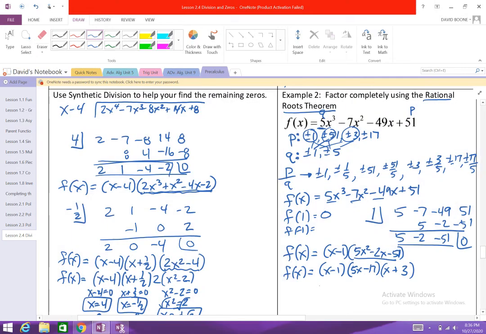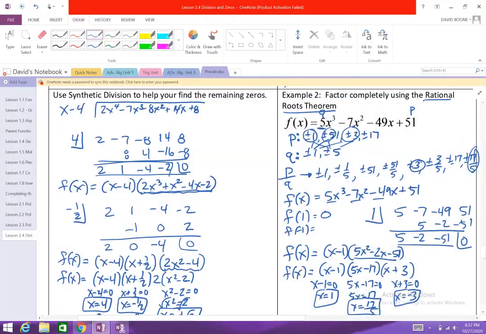If I want to find all the zeros, you can set these all equal to 0. So x equals 1, which we knew already. This one, 5x minus 17 equals 0, so this would be 5x equals 17. X equals 17 fifths. Okay, so there we see that that would have been one of the other rational roots. And then here, x plus 3 equals 0, or x equals negative 3 is another one too. So the negative 3 in there would have worked as well.